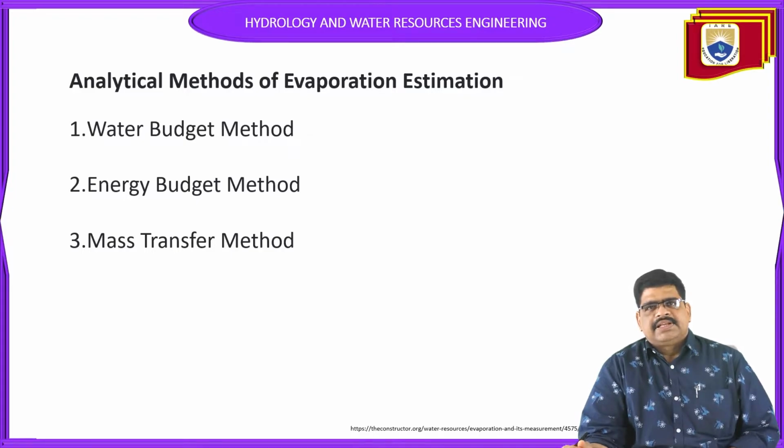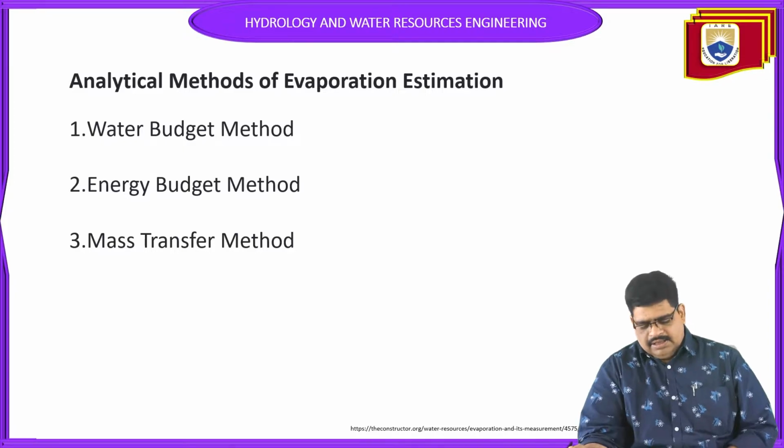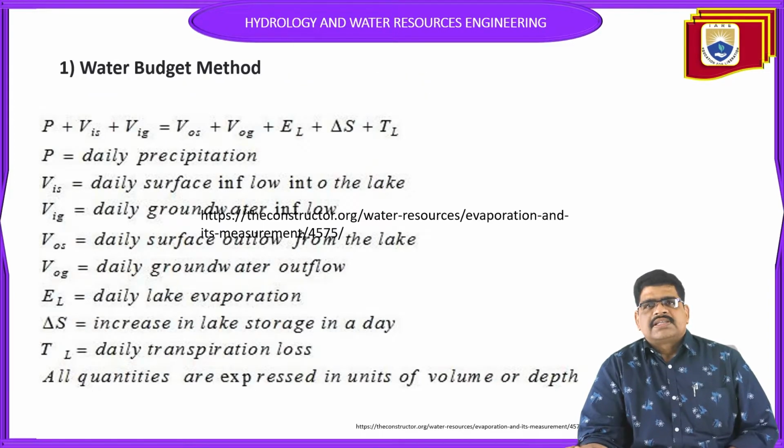In the analytical methods, the first one is the water budget method, then the energy budget method, and the mass transfer method. These are the three types of analytical methods. Next, the water budget method. Here there is one equation for the calculation of the water budget.